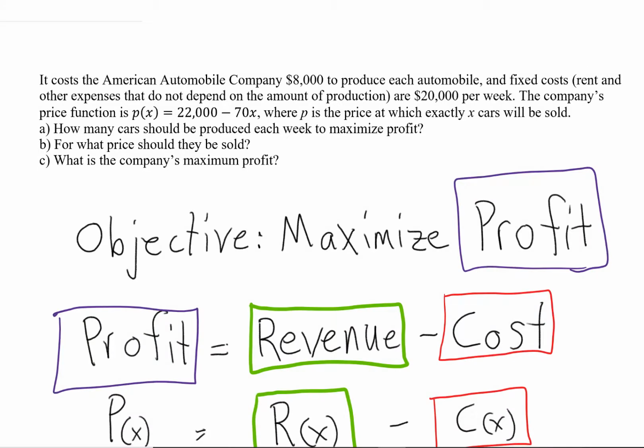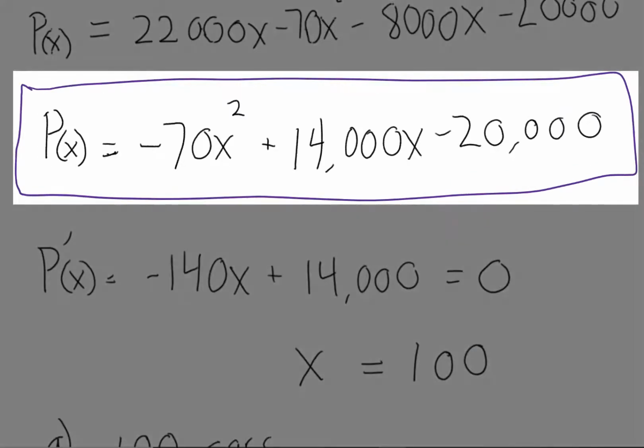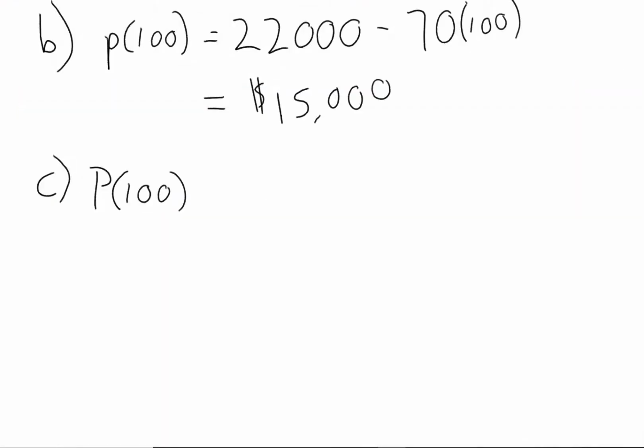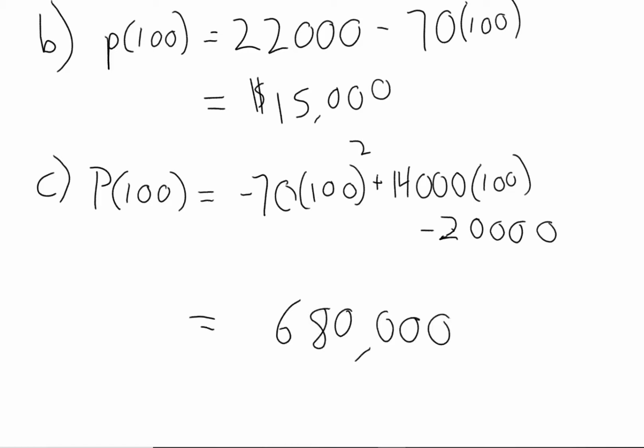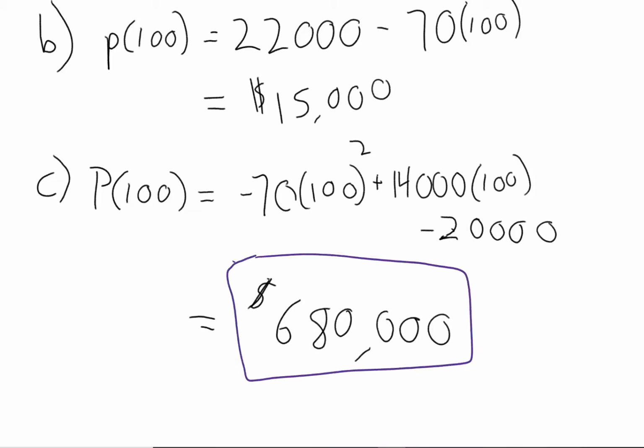I want to know something about profit, so let's use the profit function. Here is our profit function. Let's go ahead and plug 100 in for x to this function. So capital P of x. I'm running out of room here, so I'll just write the minus 20,000 right below. This will equal $680,000 for a maximum profit. And we're finished.